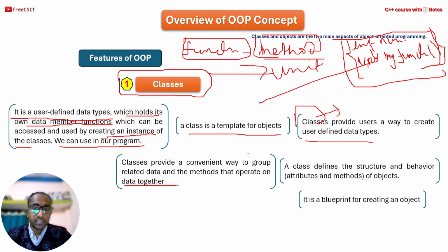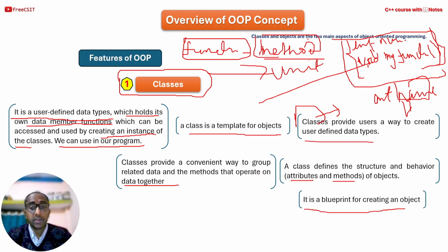So a class defines the structure and behaviors, attributes and methods of objects. Attributes are just like int name. These are the attributes, and it also has behaviors, and we can also define methods. It is a blueprint for creating an object. It is the blueprint to create an object, just like constructing a house.